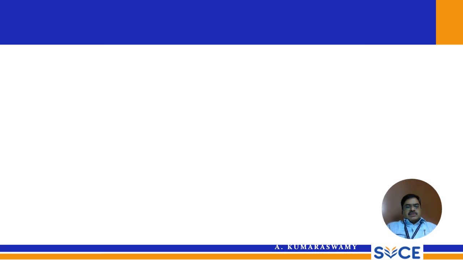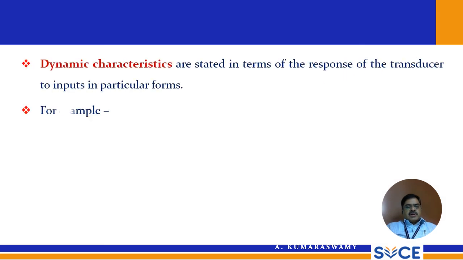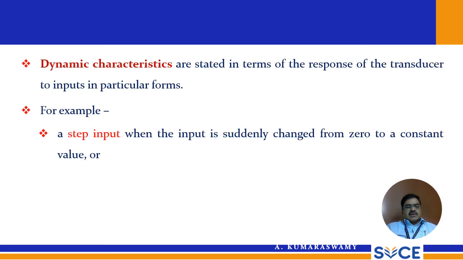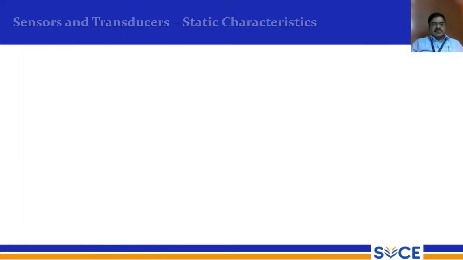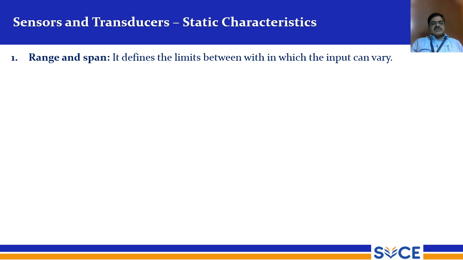So next we have dynamic characteristics. There are inputs to the system. There are actually five inputs. We will see them in today's session itself. First, we'll complete the static characteristics.